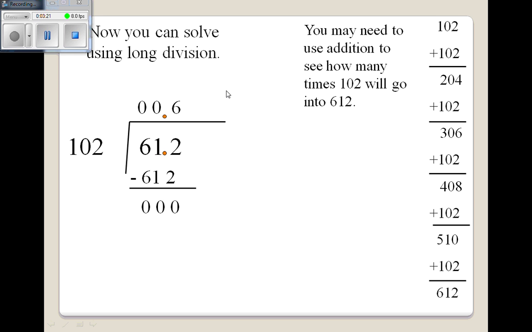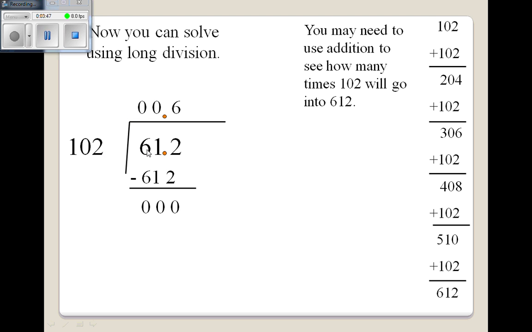You can use long division, which most of you know how to do. Don't forget your acronym. Does McDonald's serve burgers? Divide, multiply, subtract, and bring down. Or some of you may use the addition model shown to the right here to see how many times 102 will actually go into 612. In doing that, you'll see here that it goes 6 times.